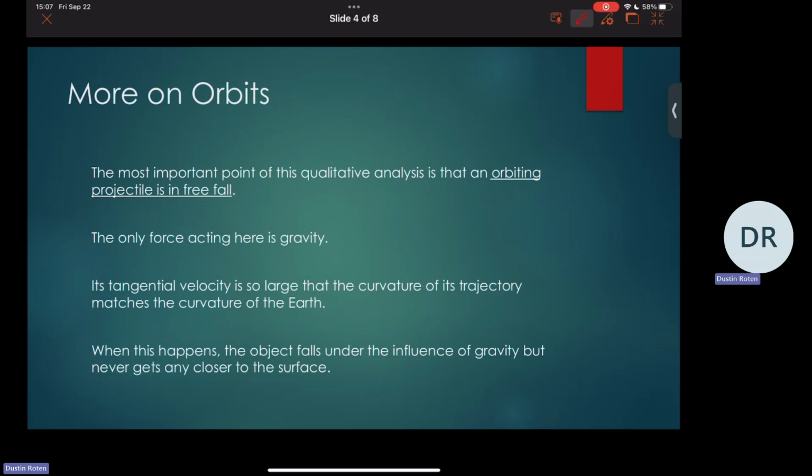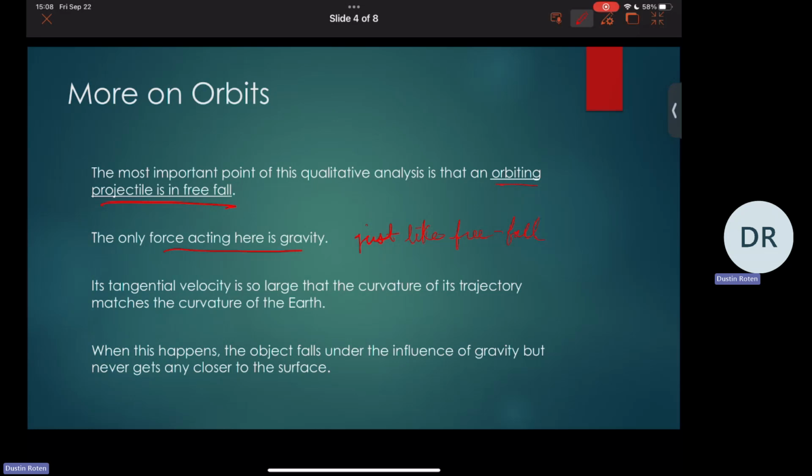So as far as orbits go, the most important point of this whole qualitative analysis is that essentially an orbiting projectile is in free fall. So this is essentially a free fall problem, but we're not assuming a flat Earth over a small distance. Just like in free fall, the only force acting here is gravity. So this is just like free fall. Okay, so it's an idea that you're familiar with.